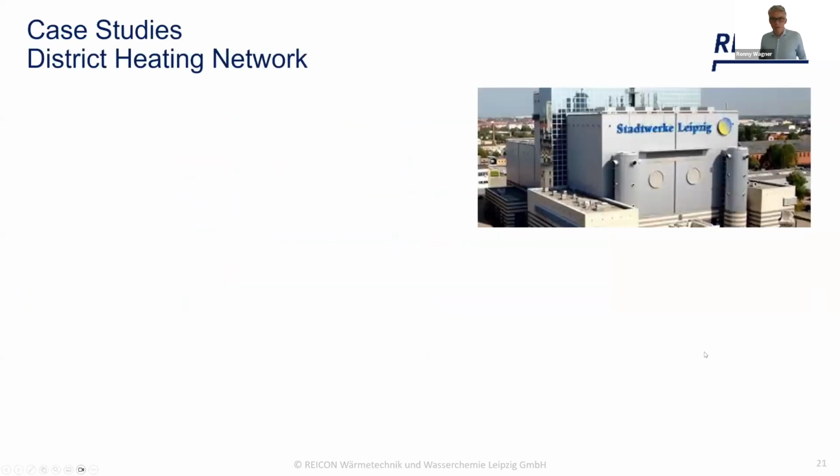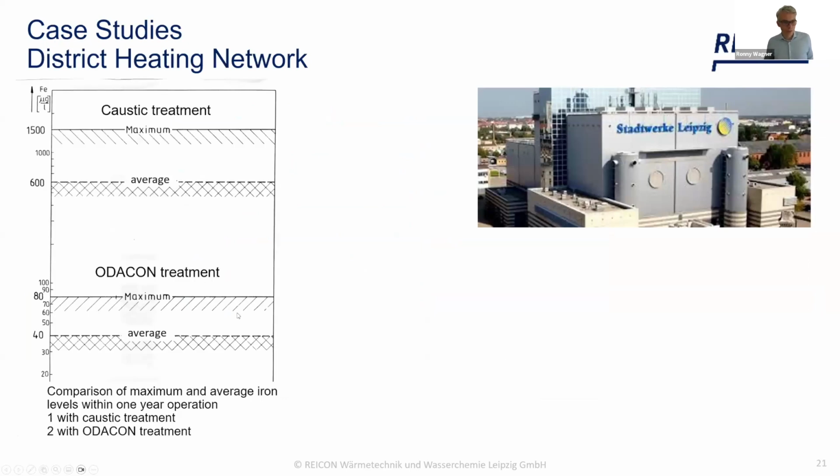So I have prepared some case studies. This is from a local district heating network here in Leipzig, and they did a comparison between the maximum iron levels within 1 year of operation. First with the caustic treatment, you can see that the iron was between 600 and 1500 micrograms per liter, or ppb, and after applying the ODACON treatment, the level was less than 80, and on average it was 40 ppb.